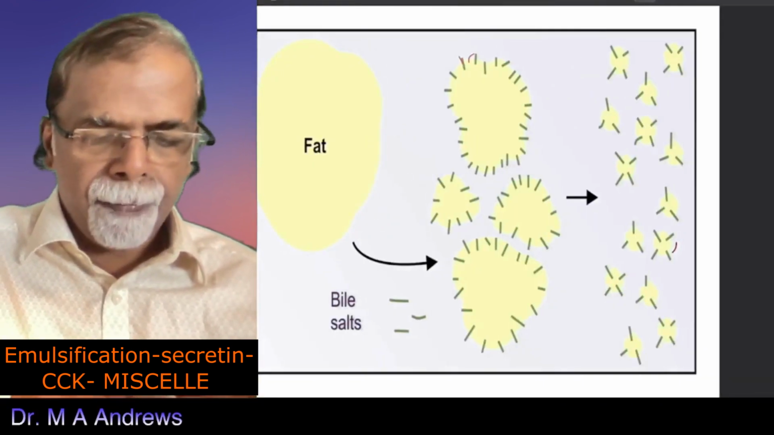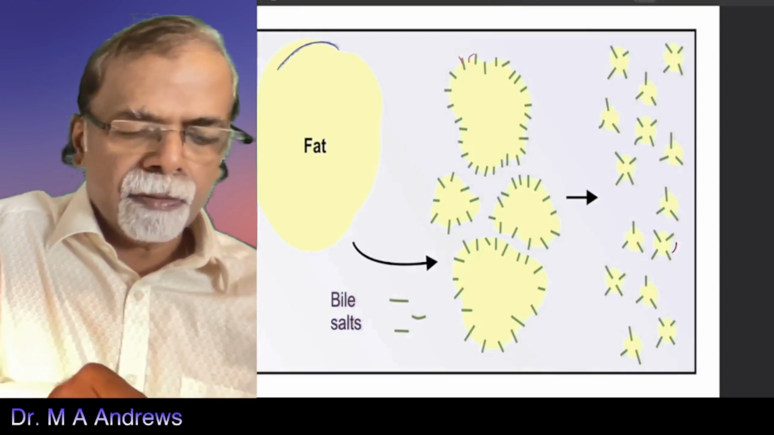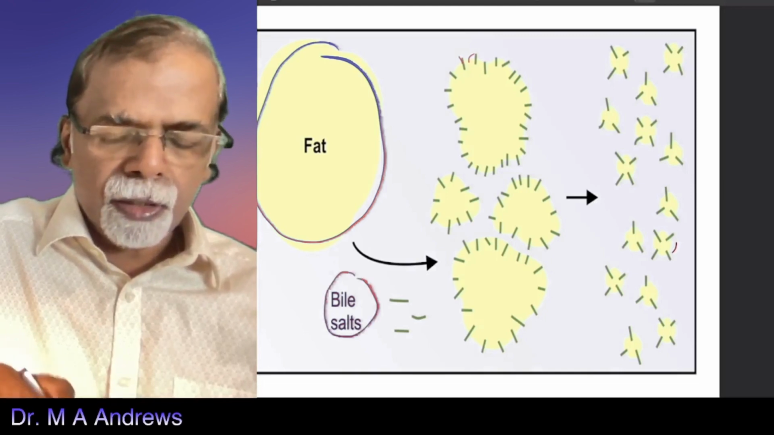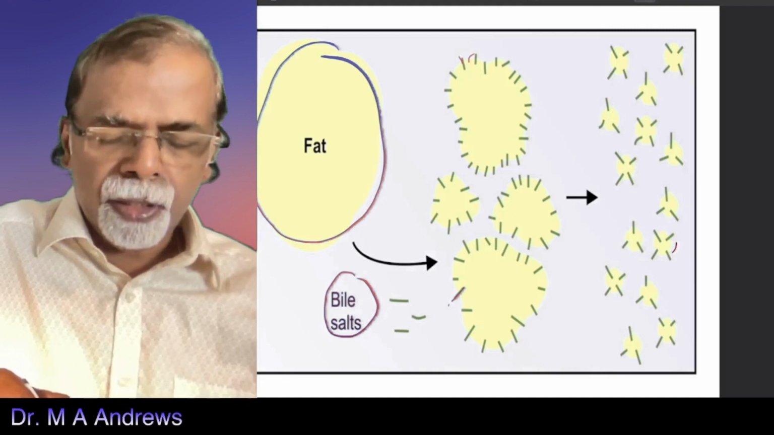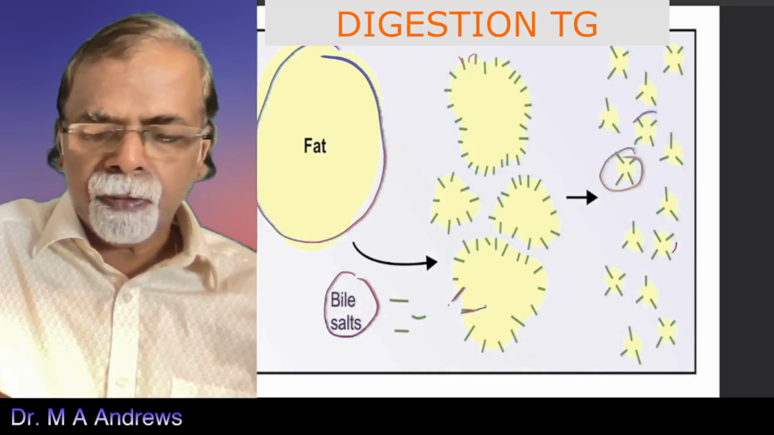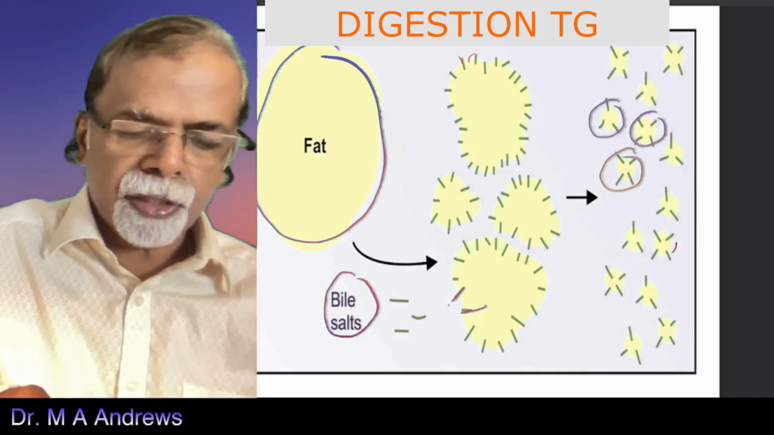This is the mechanism of emulsification which we have described. This is the fat, and the bile salts will attach in such a way that the hydrophilic part is outside and the hydrophobic part is inside, and they split it into smaller droplets. Hope this point is clear to you.